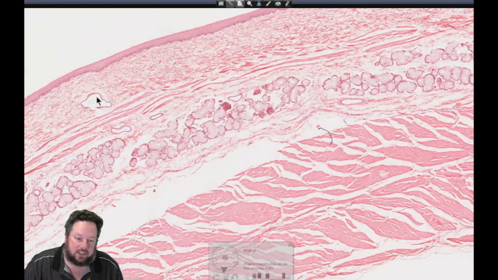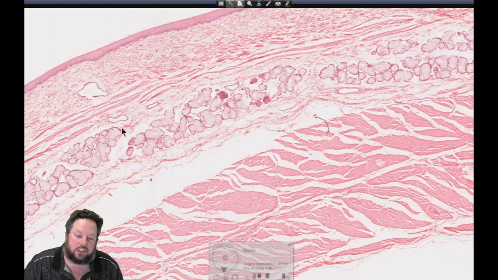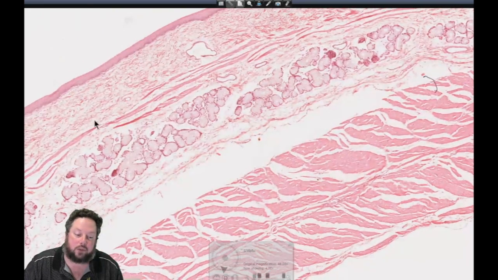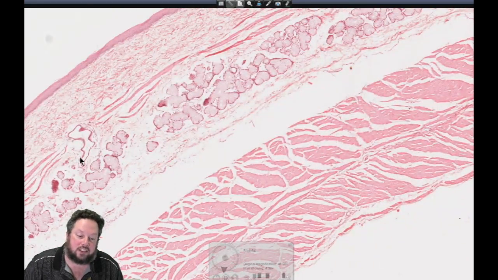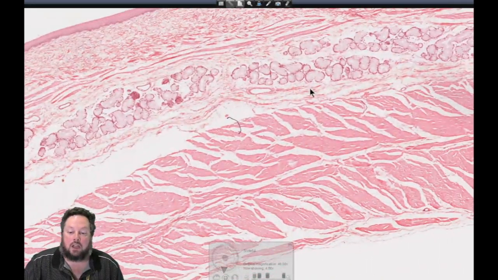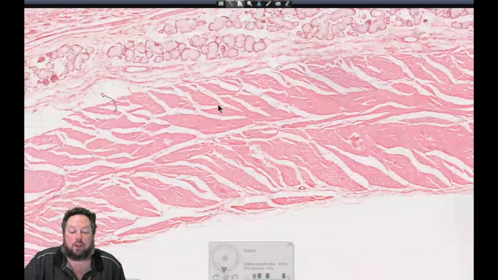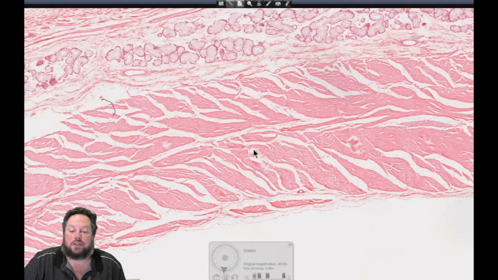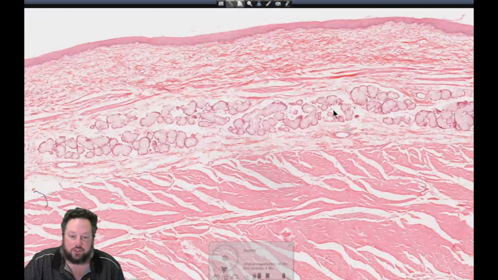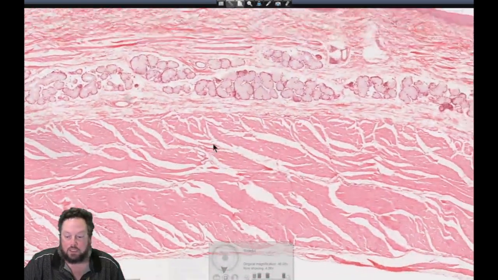Again, you can see some of the ducts here running up. They obviously have to penetrate through this muscularis mucosae in order to release their secretions here. You can see this one winding its way up onto the surface there. So based on the presence of the mucus glands in the submucosa and the skeletal muscle fibers in the tunica muscularis, we can clarify that this is a section of the proximal third of the esophagus.